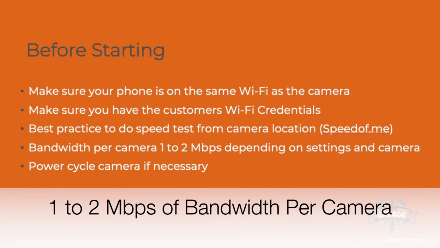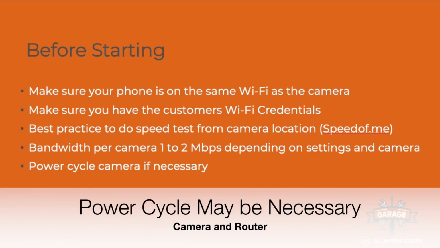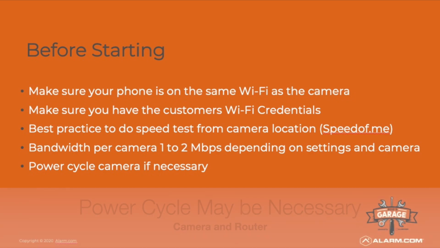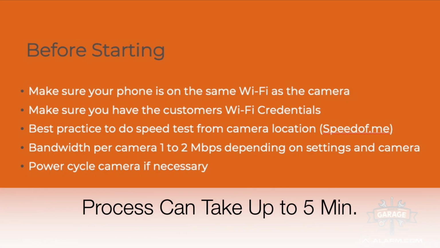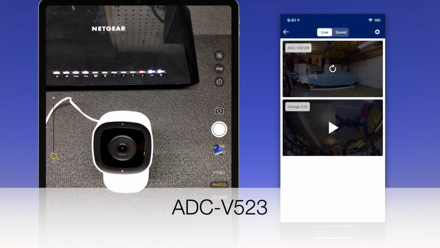If you have any issues while you're updating the Wi-Fi password, a power cycle on the camera and sometimes even on the router may be necessary. Please be patient while you're doing this. It can take as much as 5 minutes for the changes to take effect at the camera and for the camera to go online. Today we'll be working with the ADC V523 camera.